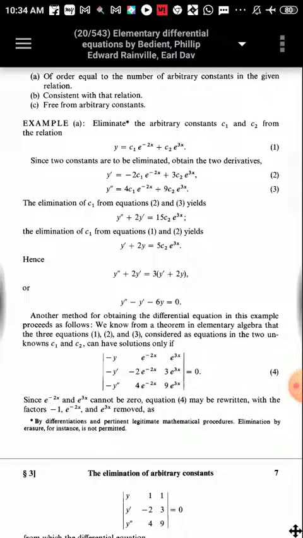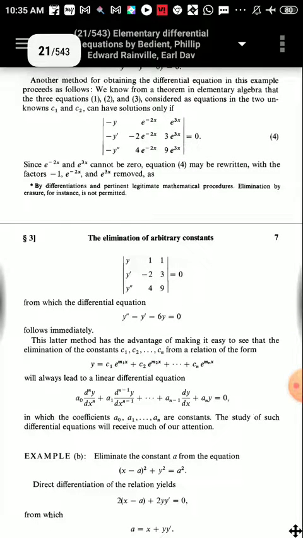So we call it equation 4. Since e raised to the power minus 2x and e raised to the power 3x cannot be 0, equation 4 may be written with the factors minus 1, e raised to the power minus 2x and e raised to the power 3x removed, as the elimination of arbitrary constants. Our determinant is like this, from which the differential equation we get is y double dash minus y dash minus 6y equal to 0.